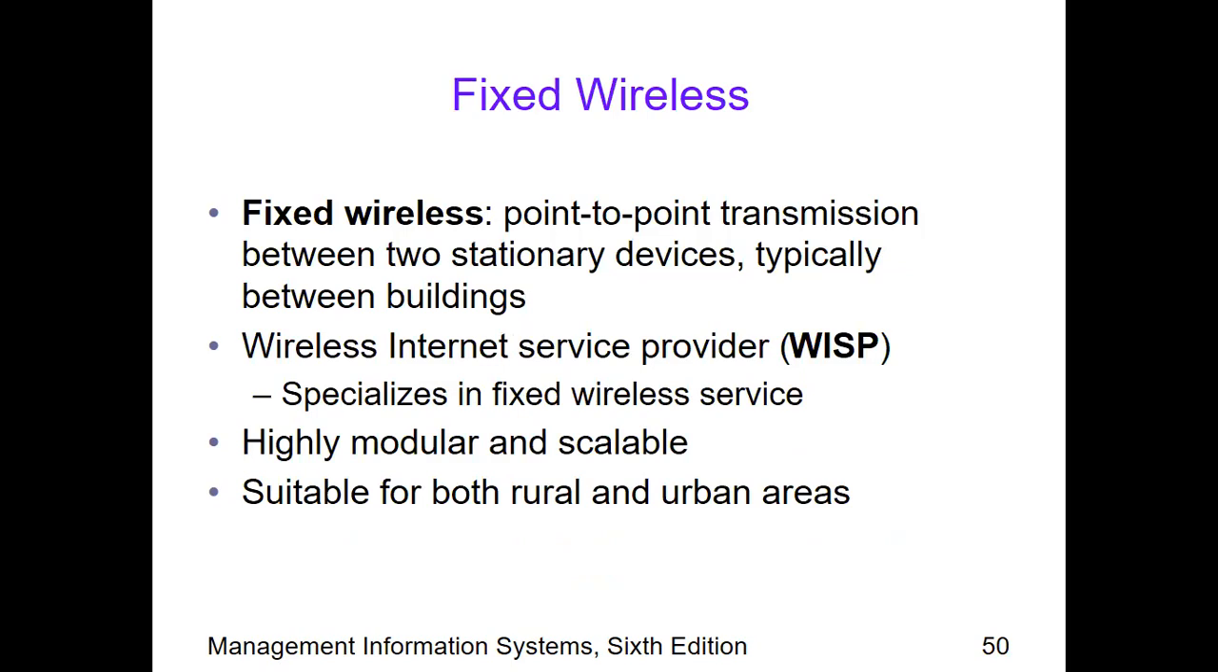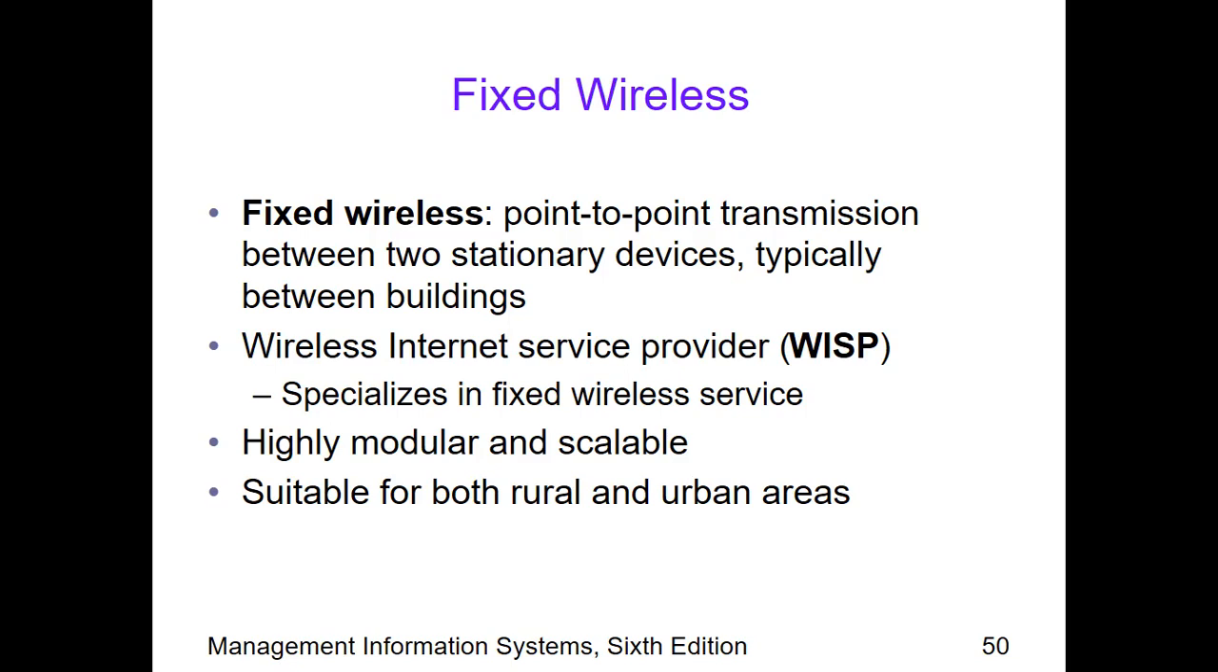Then fixed wireless is a point-to-point transmission between two stationary devices, typically between buildings. The keyword is fixed, so the devices are not moving or not being moved. And then we talk about a connection that is not connected by any physical devices or cables or whatsoever. So this is, again, without wires.